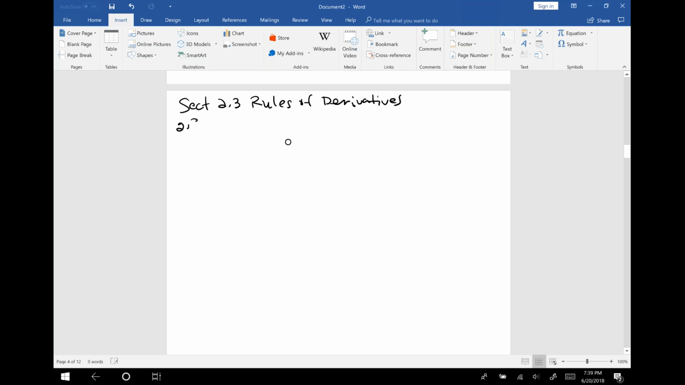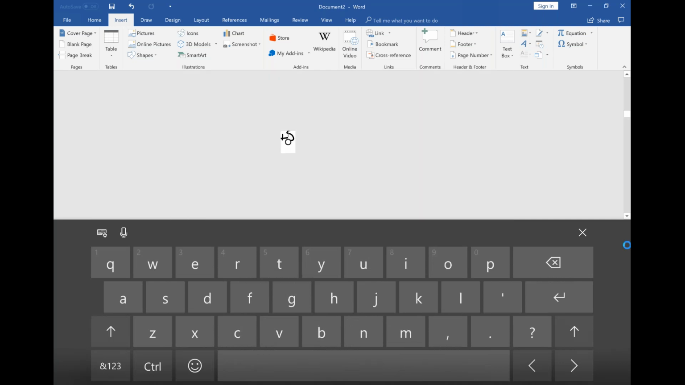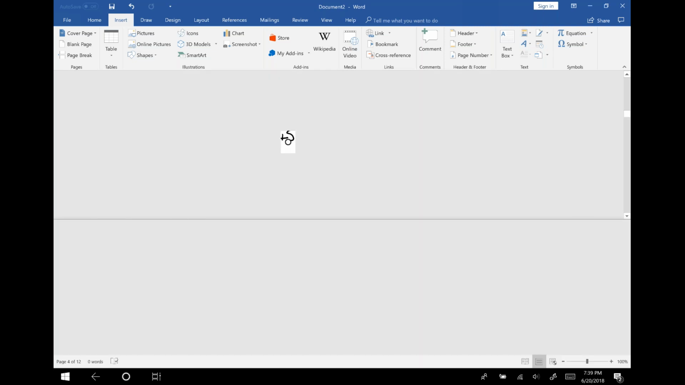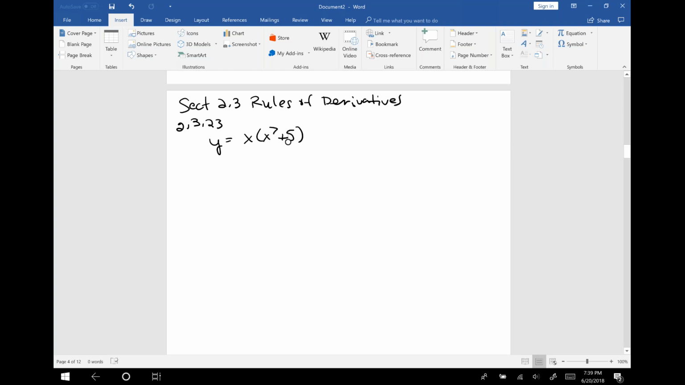So problem 2.3.23 says y is equal to x times (x to the 7th plus 5). So in order to do this problem, you need to be able to recognize that this is a product of two things. It's a product of x and x to the 7th plus 5. So you could use the product rule in order to do this problem, or you could just distribute that x inside the function. So if we distribute the x, we get x to the 8th plus 5x.